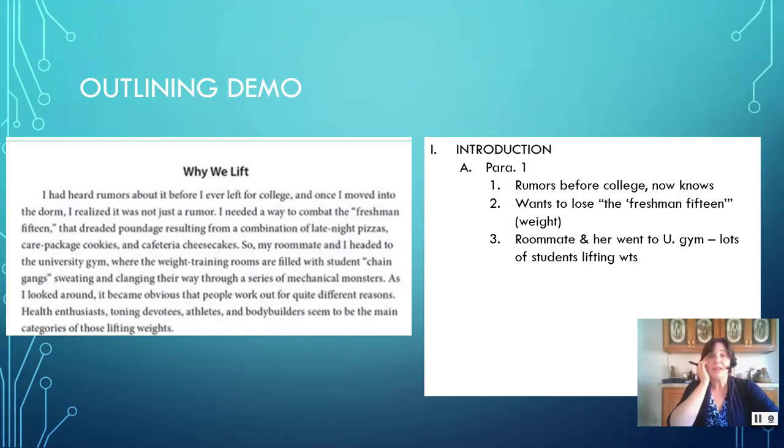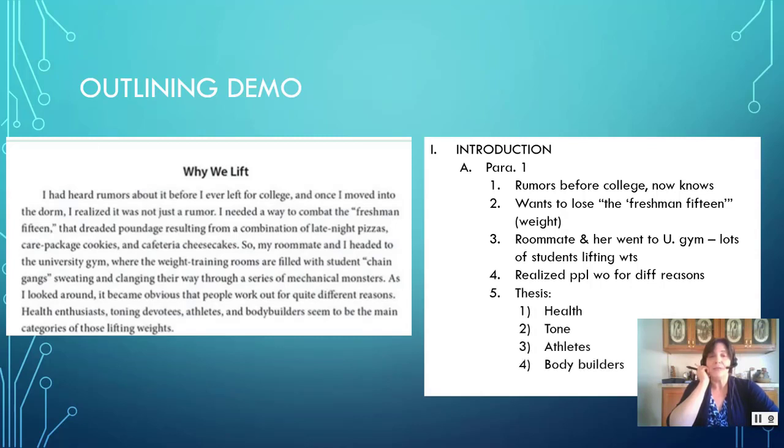Next sentence is, as I looked around, it became obvious that people work out for quite different reasons. I'm faithful and I write down, realized people, WO, work out for diff reasons. And then I get the 4 reasons, which I assume is her thesis: health, tone, athletes, and bodybuilders. So that's what it would look like if I outlined it.